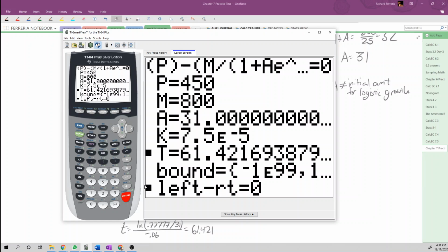So the solving becomes a lot easier when you have a calculator, and it becomes even easier if you know how to use your calculator really well.